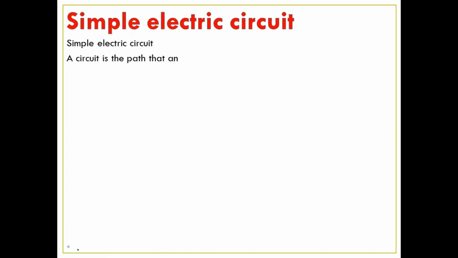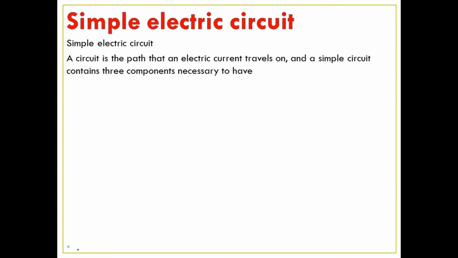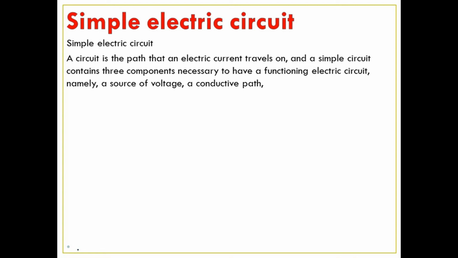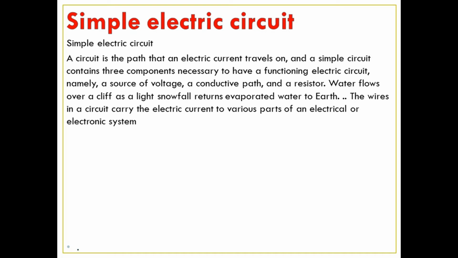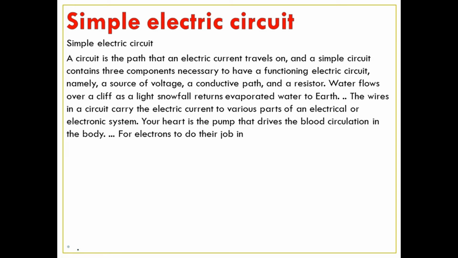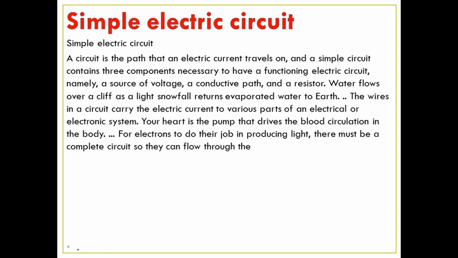A circuit is a path that an electric current travels on, and a simple circuit contains three components necessary to have a functioning electric circuit, namely the source of voltage, a conductive path and a receptor. Water flows over a cliff as a light snowfall returns evaporated water to earth. The wires in a circuit carry the electric current to various parts of an electrical or electronic system. Your heart is the pump that drives the blood circulation in the body.